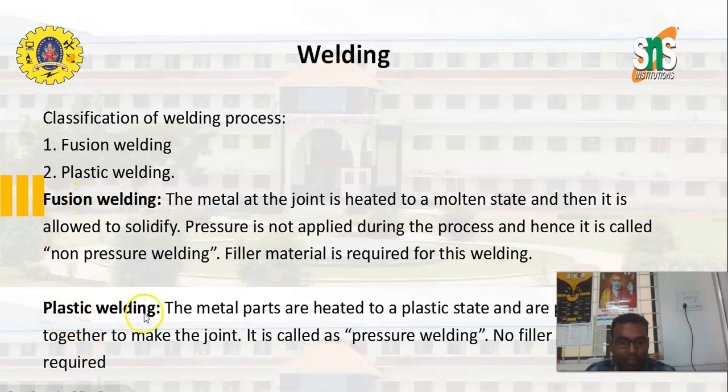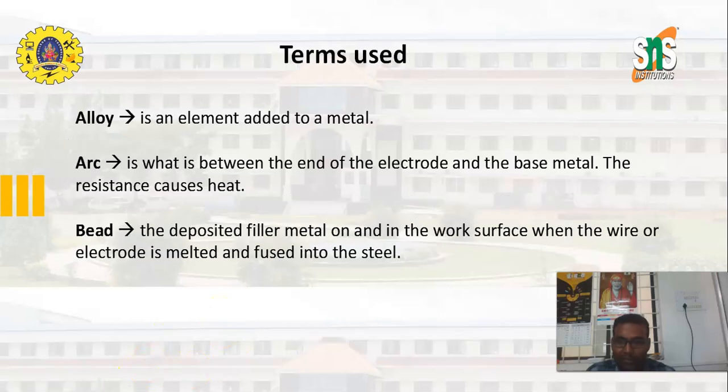Next, we are going to discuss the definition of plastic welding. The metal parts are heated to the plastic state and are pressed together to make the joint. It is also called pressure welding. No filler material is required in the case of pressure welding.